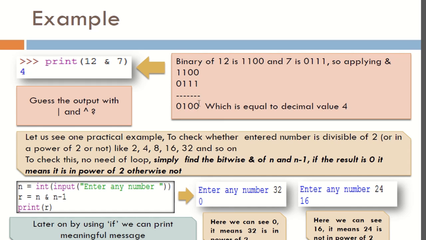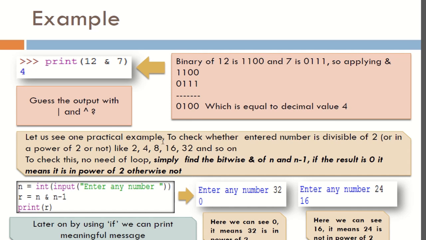So when you expand it, you know about the expansion order you have learned in your previous classes, like 2 raised to 0, 2 raised to 1, then 2 raised to 2. So 2 raised to 2 means what? 1 into 2 raised to 2 means 1 into 4, which is equal to what? 4. So you will receive 4 as the output.